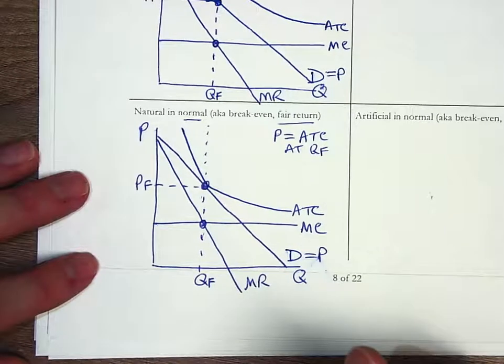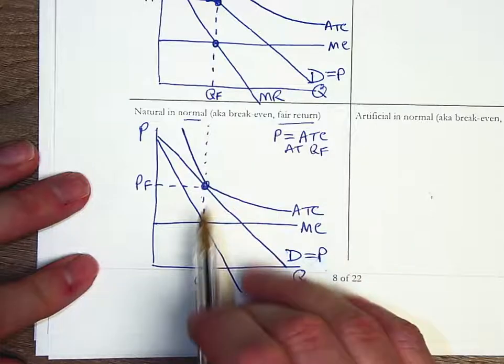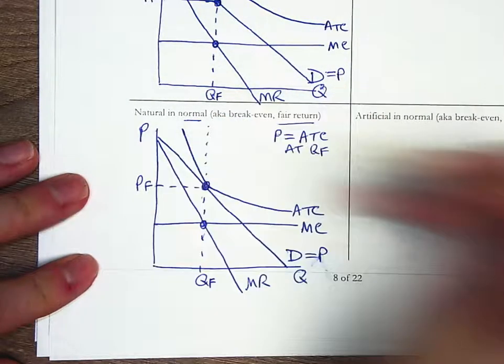Now we're not going to draw a profit or loss rectangle. Why? Well, because we're breaking even. There isn't a profit or a loss.